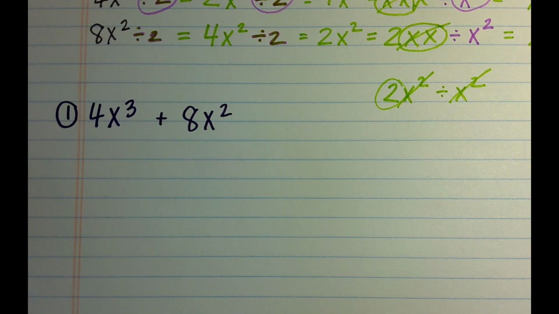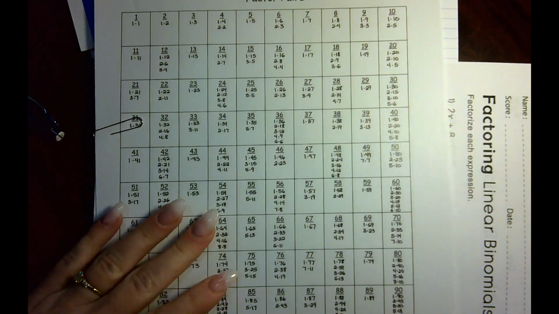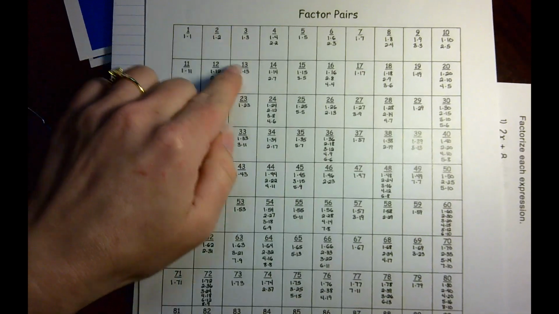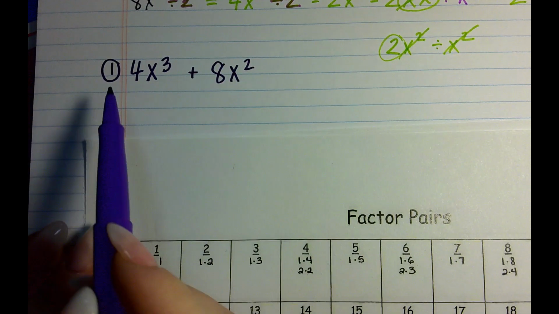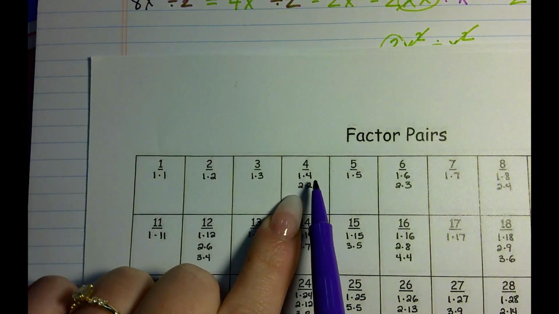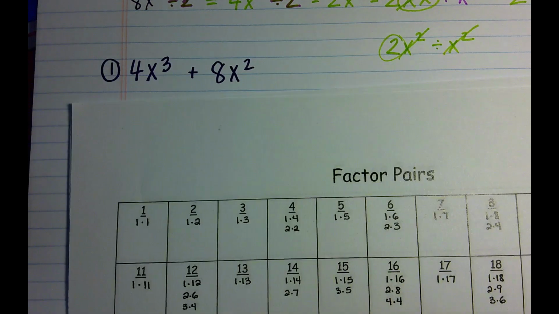Let me pull out that chart. Does anyone need this paper? Okay, 1, 2, 3. So this paper is a big list of factor pairs. Basically, if our number is 4, I'm going to look at my paper. To get 4, I can do 1 times 4 and 2 times 2. This is just a little helper guide.